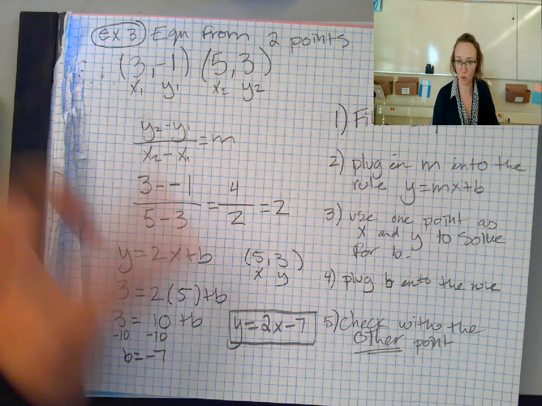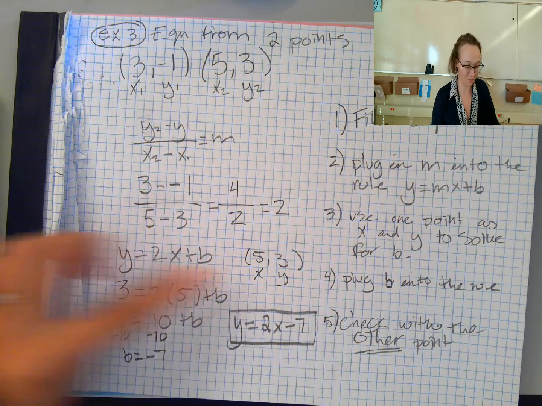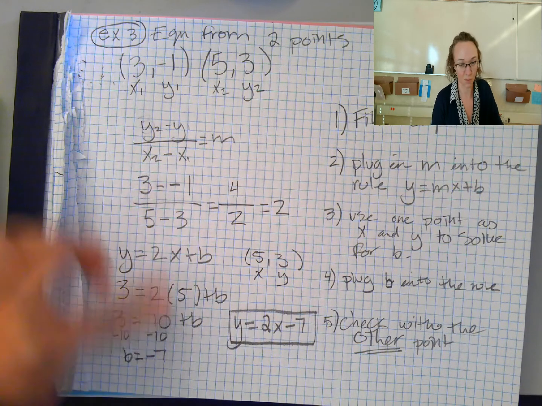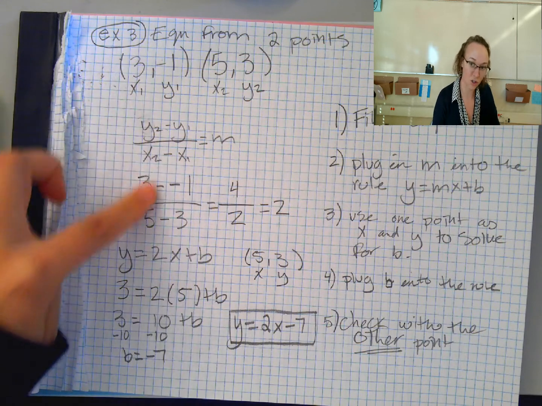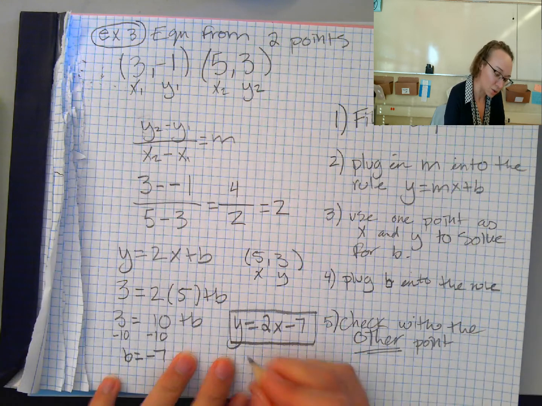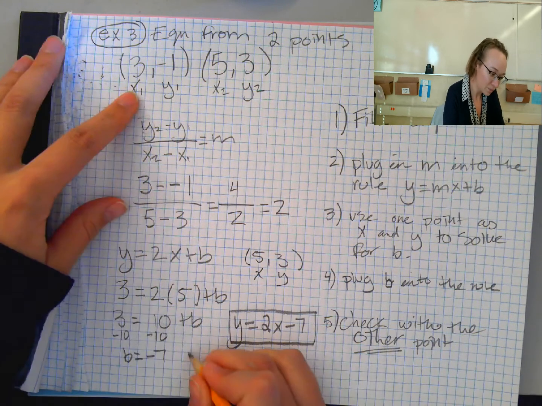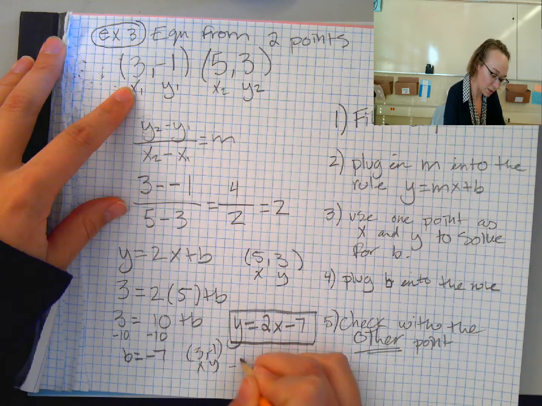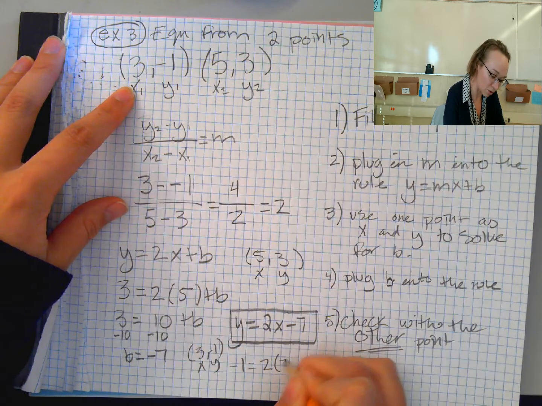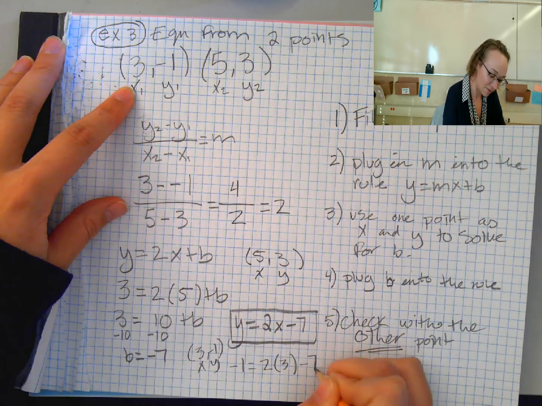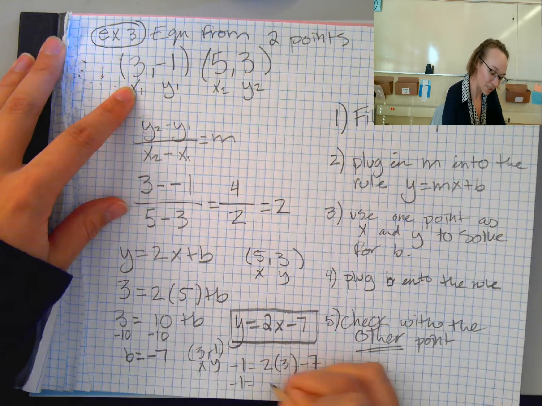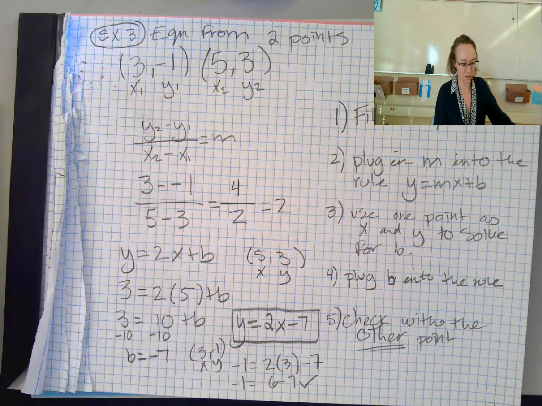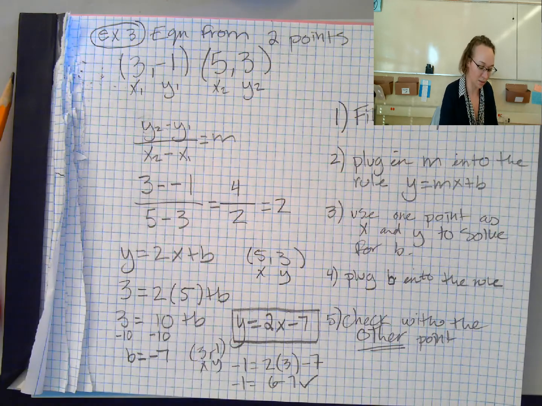If you check with the same one, then unless you made a mistake right here, it's going to tell you that it worked, even if it didn't. But if you check with this one, then it'll also check the slope. So I'm going to do (3, -1) as my x, y. So -1 equals 2 times 3 minus 7. Is that true? -1 equals 6 minus 7? Yes, it is. Hooray. We're amazing.